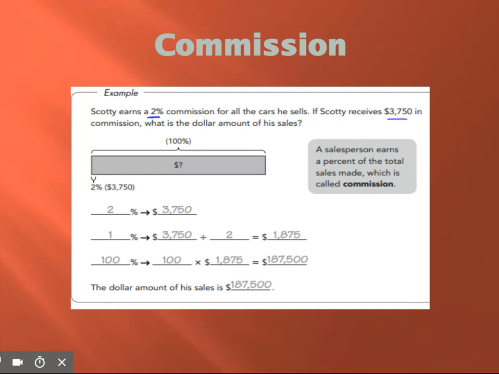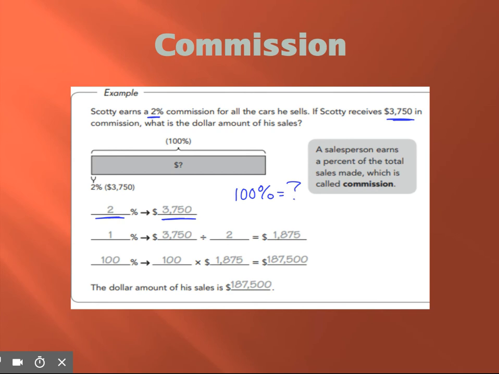If Scotty receives $3,750 in commission, what is the dollar amount of his sales? So it's important that you pay attention to what they're saying. They're telling you that 2% is $3,750. So to figure out the total cost, we need to find what 100% is. So what 100% is our actual question here.